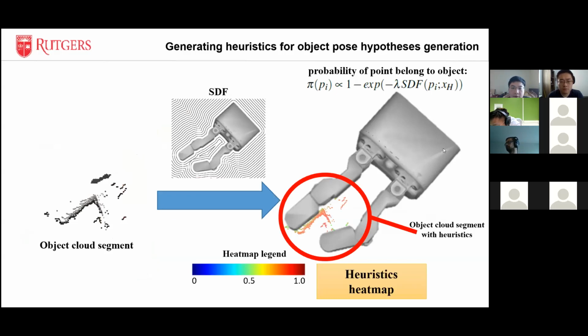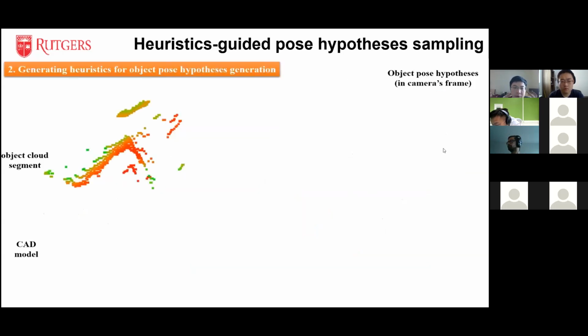And the second functionality of the signed distance fields is that we can build a simple probabilistic model to model the likelihood of every point belonging to an object. In this case, we are using a simple exponential distribution. And here is a heat map depicting the probability distribution. So intuitively, the points which are further away from the finger's surface are more likely to belong to the object. Once we have this probability distribution, it can be used for heuristics-guided pose hypothesis sampling.